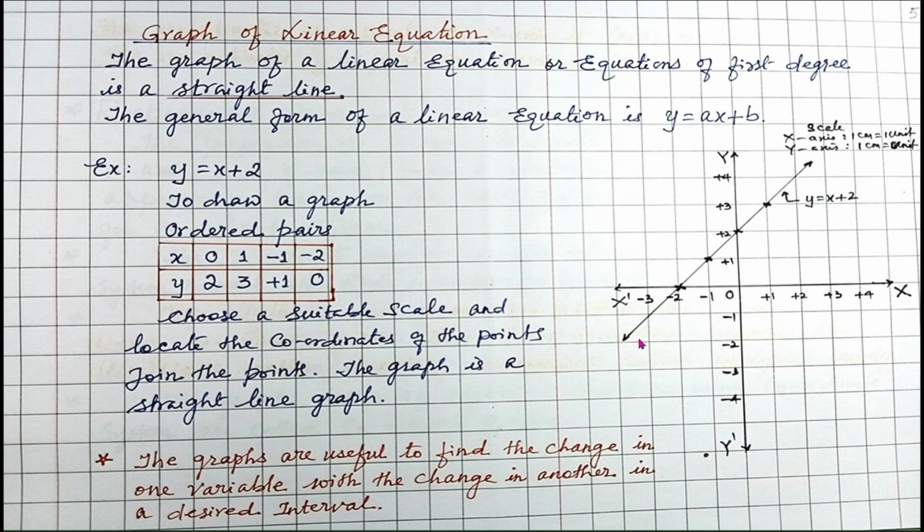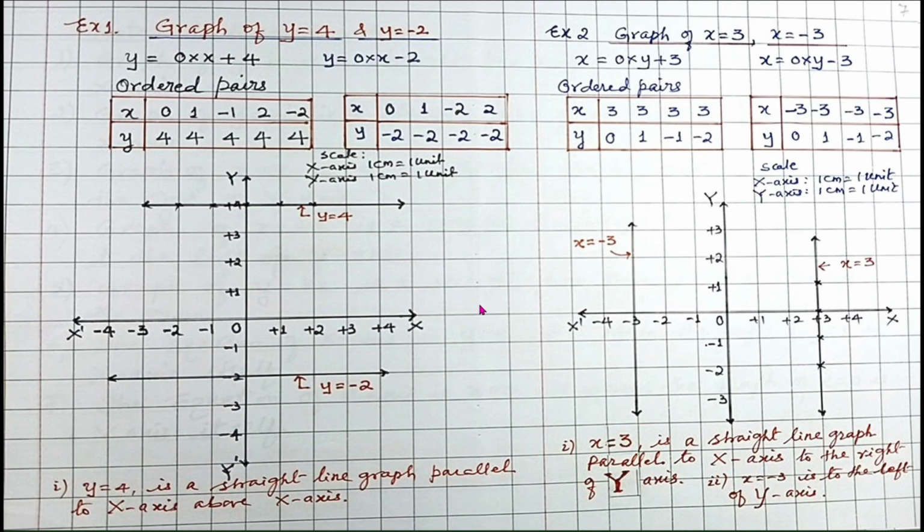We get a straight line graph. Therefore, the graph of a linear equation is a straight line graph. Now these graphs are very useful to find the change in one variable. Please understand this. The graphs are very useful to find the change in one variable with a change in another in a desired or required interval. So that is what the graph of a linear equation is.